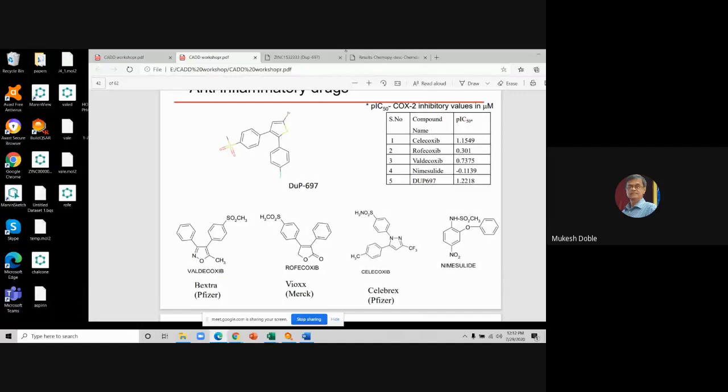COX-2 is an enzyme found in the prostaglandin pathway, which is involved in pain, inflammation, arthritis. So these are drugs available in the market, and I selected a practical example. Nimesulide is also a drug, but it's not selective COX-2. It is used for pain and all that, but it's not selective COX-2, so it goes and binds to many other enzymes also. So this is a practical example which I have selected.